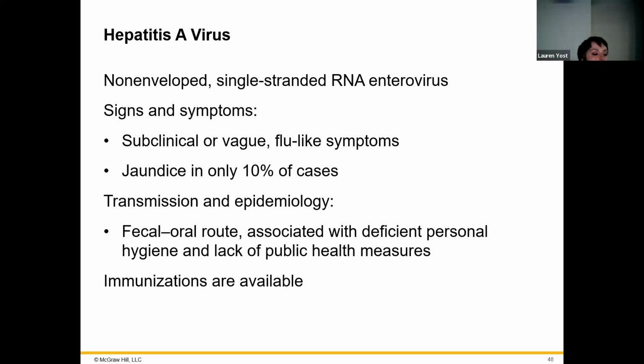So let's talk about the causes, the infectious causes of hepatitis. We're going to talk about the hepatitis viruses. They're all viruses. Hep A, Hep B, and Hep C. They are not related to one another in any way. They just cause a similar disease.